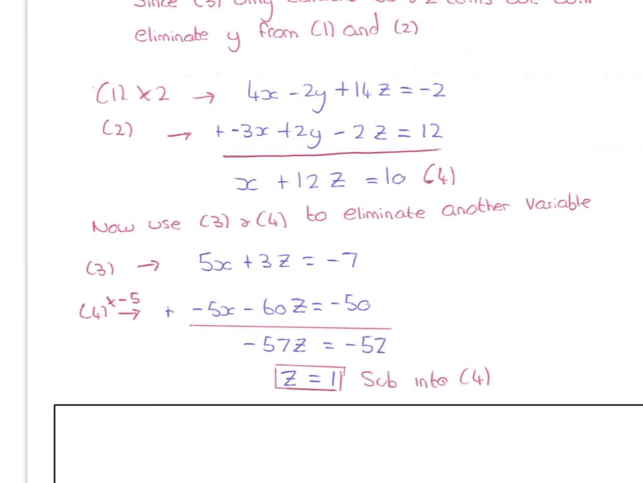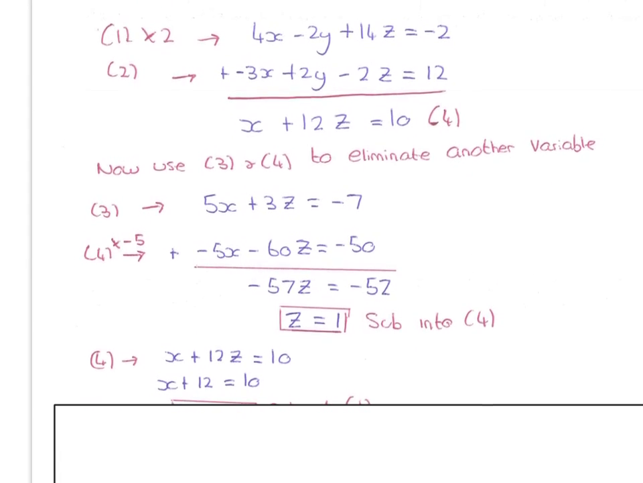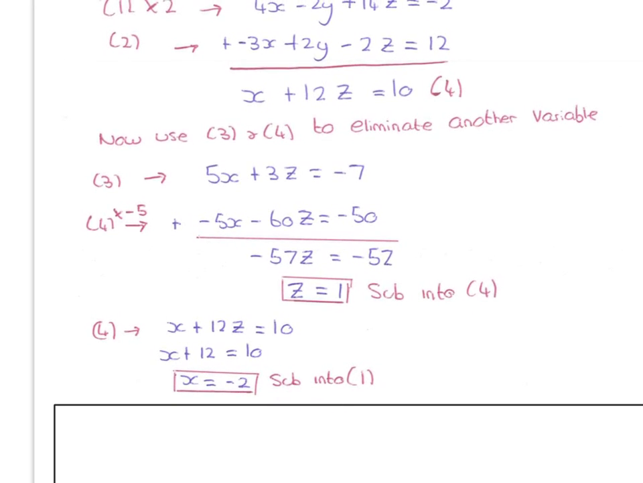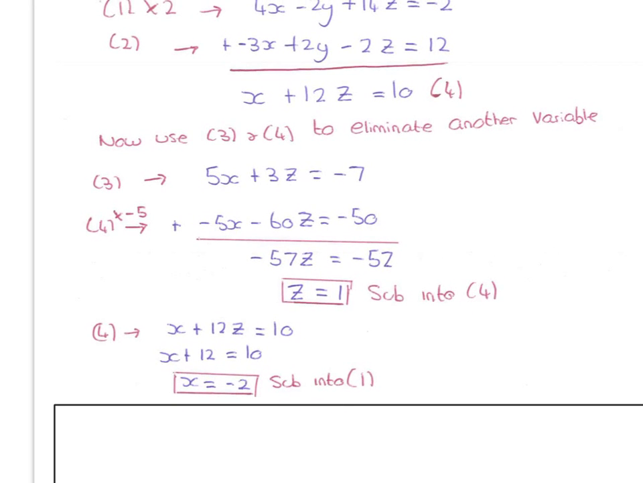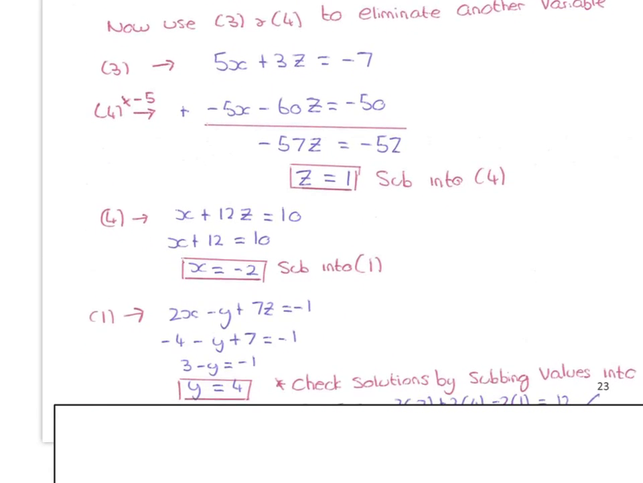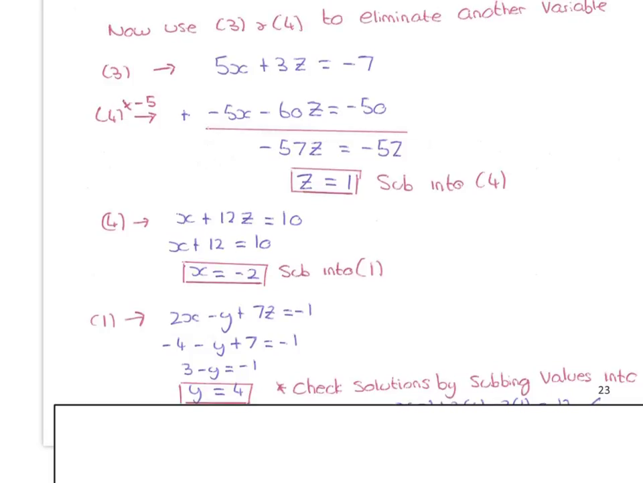Once we find z, we use that to find another letter. The easiest thing would be to put this into equation 3 or 4, which only involve x and z, to find x. I've chosen to sub it into 4, and once we do that, we end up getting x equals minus 2. Final step then, take your answer for x and your answer for z, and substitute those back into one of the equations involving y. Again, it doesn't matter which one we pick, but I've decided to substitute into equation 1. Doing that, I get y equals 4.